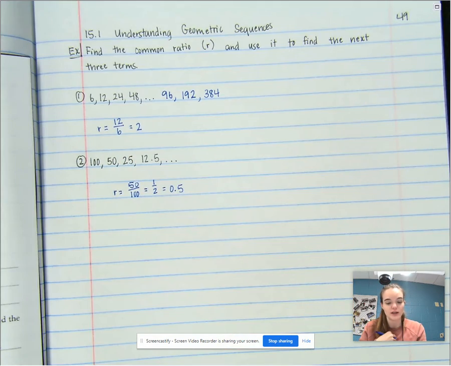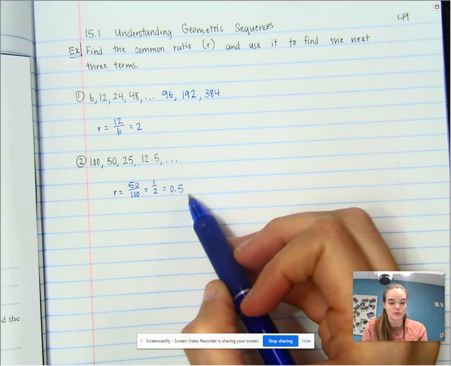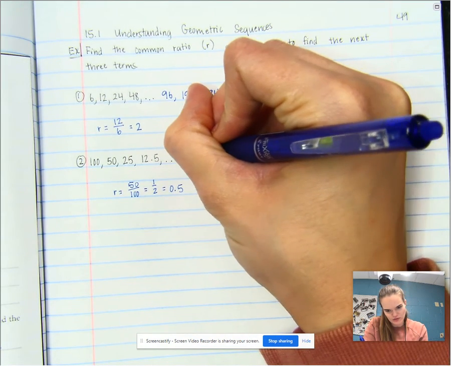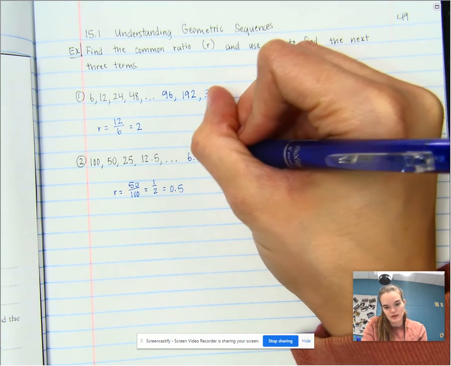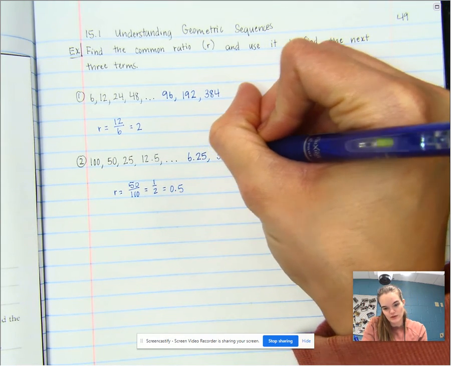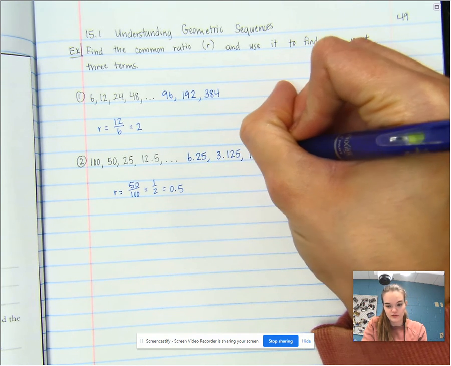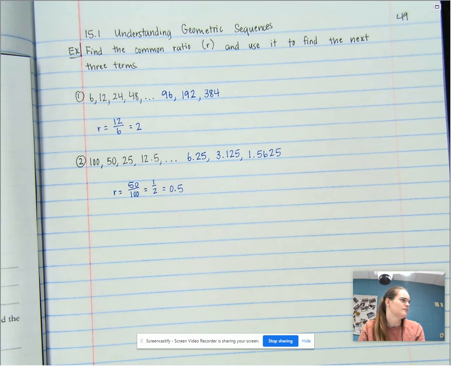Now, it does not matter to me if you use 1/2 or 0.5, okay? But for 12.5, to get the next three terms, we have to multiply it by 0.5. And I'm going to get 6.25, and then 3.125, and then 1.5625. There are the next three terms.